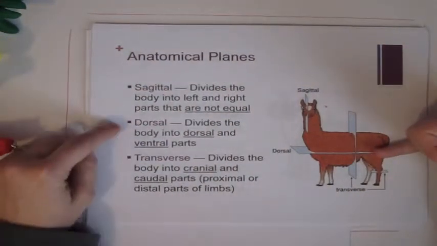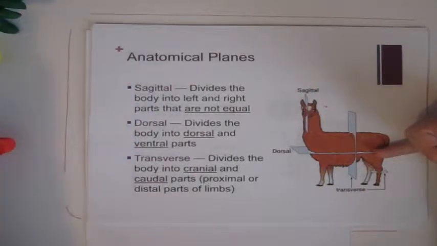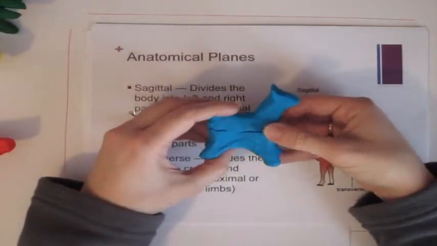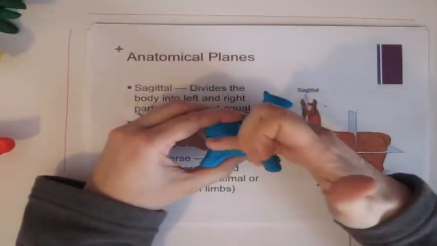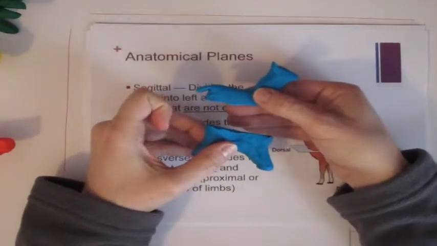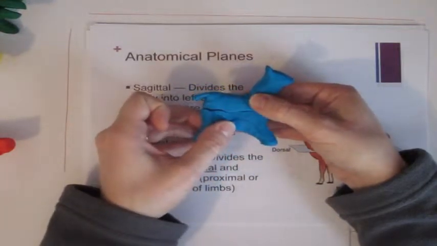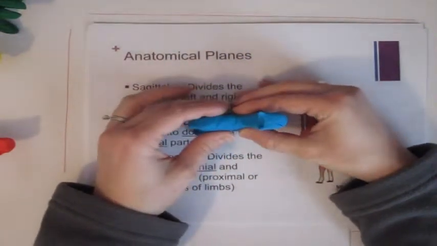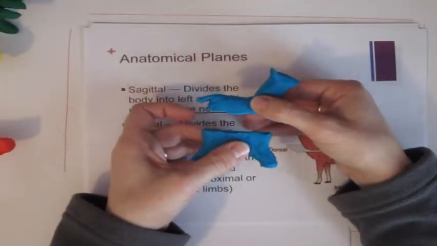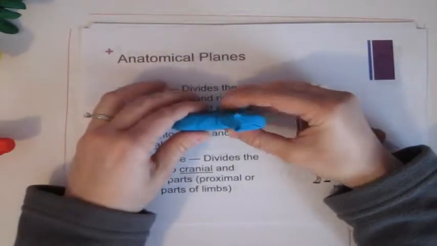A dorsal plane would divide the body into dorsal and ventral parts. Here we have an animal who has been divided, we cut the animal into a dorsal part, which is an upper part, and a ventral part, which is a belly part. Dorsal plane, creating an upper half and a lower half of the animal. That is the dorsal.